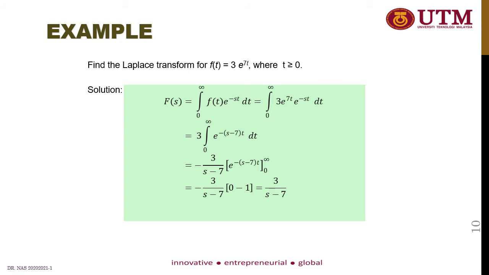Okay, let's look at another example. Given f(t) equal to 3e^(7t), find the Laplace transform of f(t). So you have your f(t), and you need to find F(s). You need to perform the Laplace transform by using first principle. This is the equation of first principle, in which f(t) is given by 3e^(7t) multiplied by e^(-st) dt. So perform the integration, and finally your F(s) equals 3 divided by s minus 7.